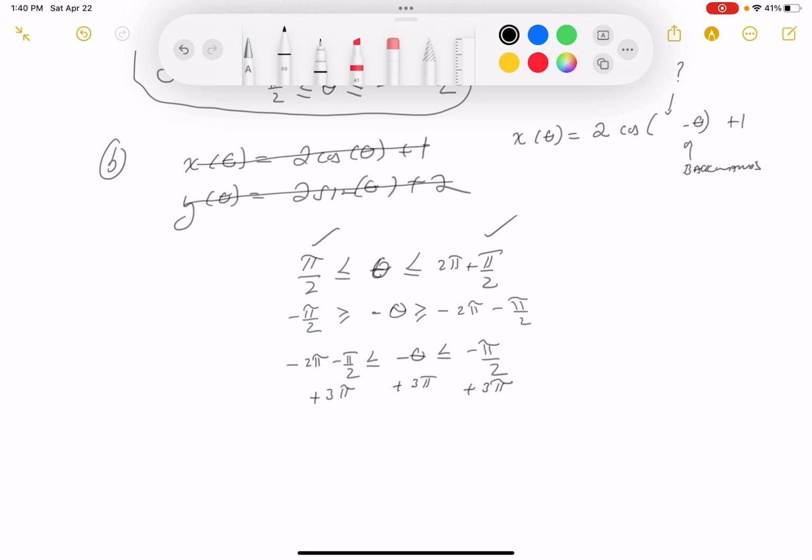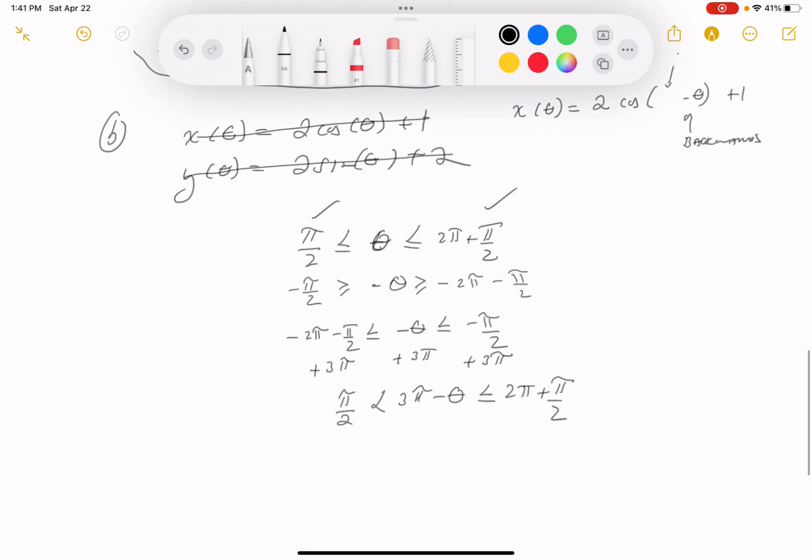And what do you get there? Well, you get pi minus pi over 2, which is pi over 2. That's success. Over here, what do you get? 3 pi minus theta. And then what do you get there? You would get, oh, you get 2 pi plus pi over 2. All right, so I got the same thing. Now I have to write that down, and then we'll look at the k.